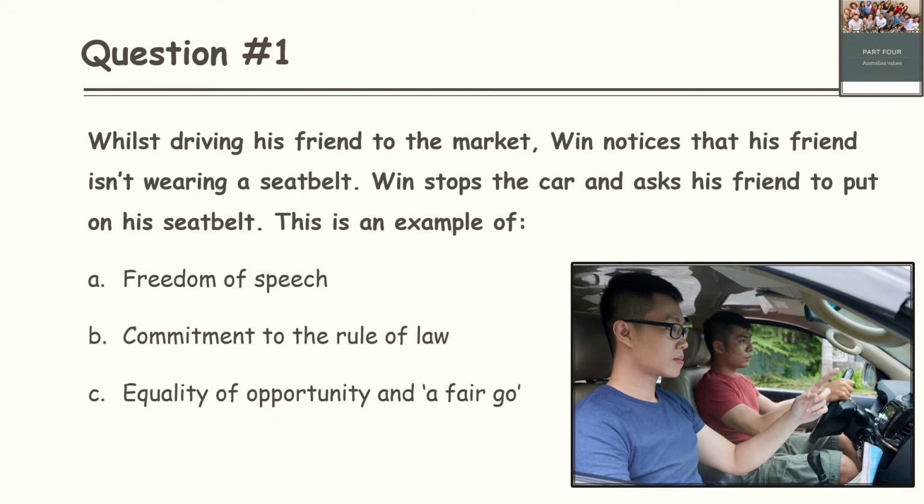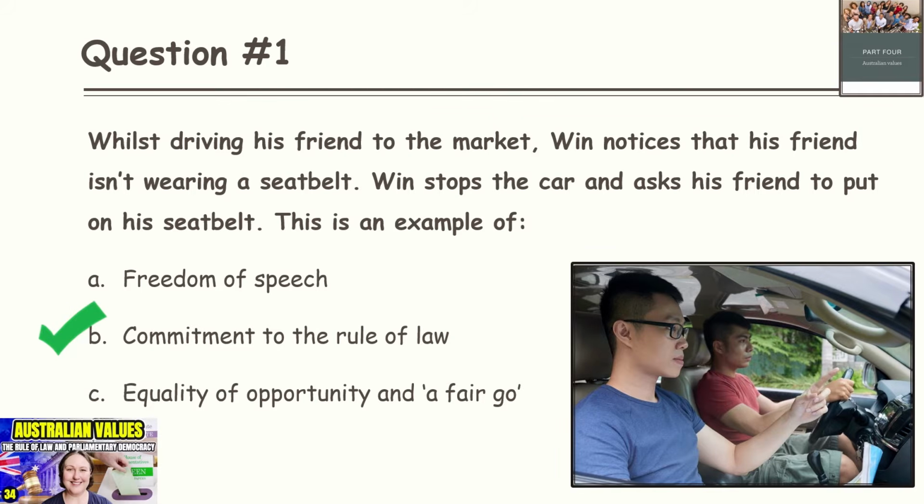Question 1. Whilst driving his friend to the market, Wynne notices that his friend isn't wearing a seatbelt. Wynne stops the car and asks his friend to put on his seatbelt. This is an example of A. Freedom of speech, B. Commitment to the rule of law, C. Equality of opportunity and a fair go. Insisting that all passengers in your car are wearing seatbelts means that you are following Australian road rules. This is an example of B. Commitment to the rule of law.